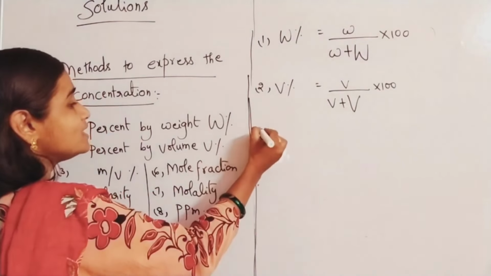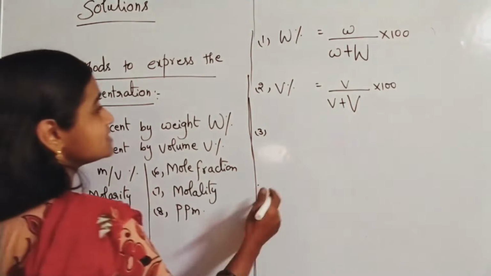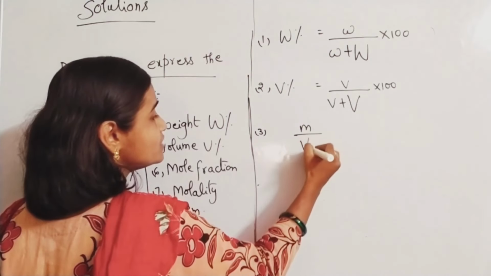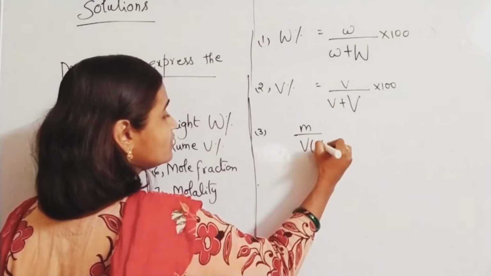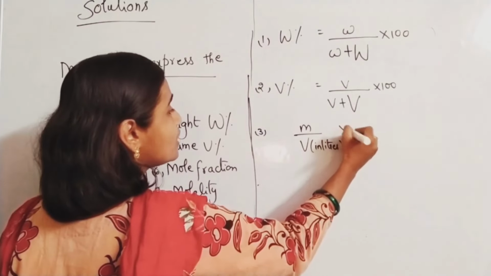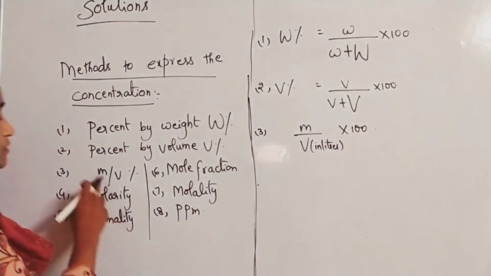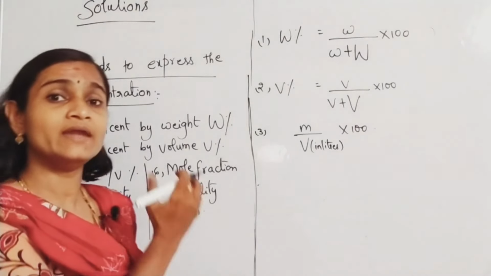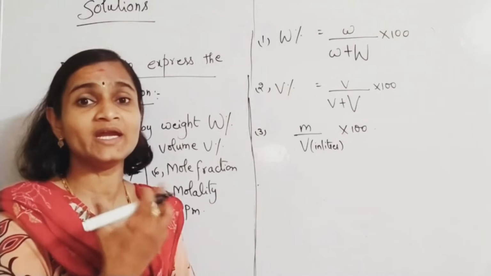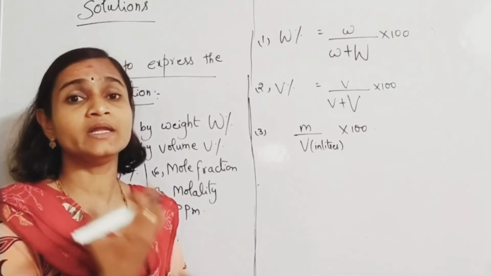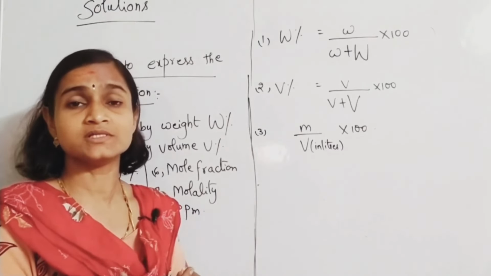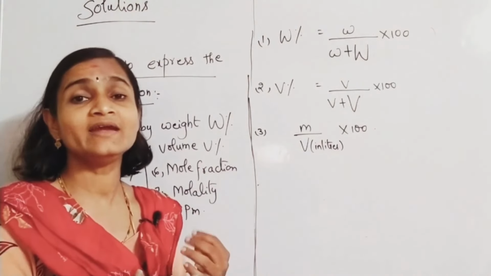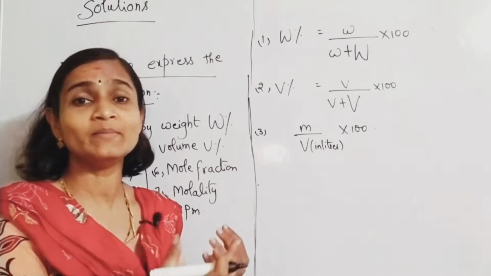Okay, and the third one is mass by volume percentage: mass of the solute by volume of the solution in liters, into 100. So that is mass by volume percentage. First let me finish ppm, and then the remaining ones you have to learn a little more elaborately. So I'll finish off ppm first, because molarity, normality and all take a little more time.